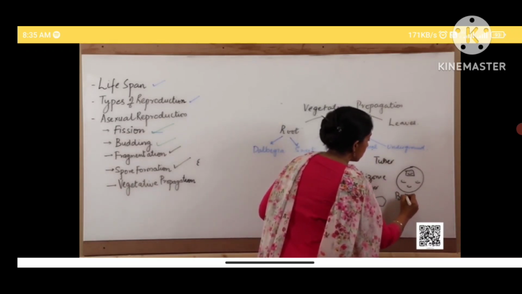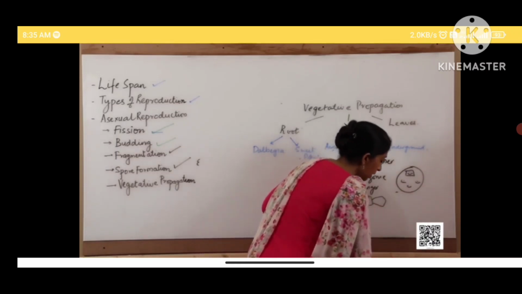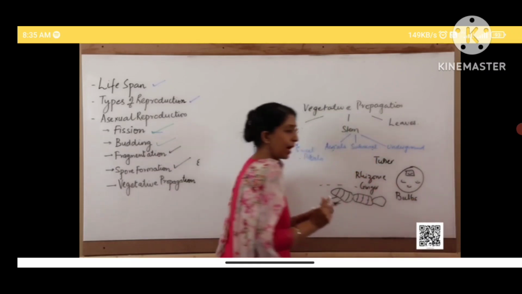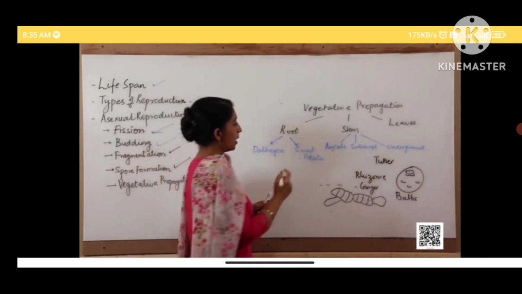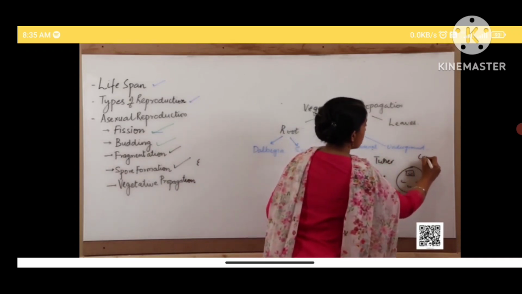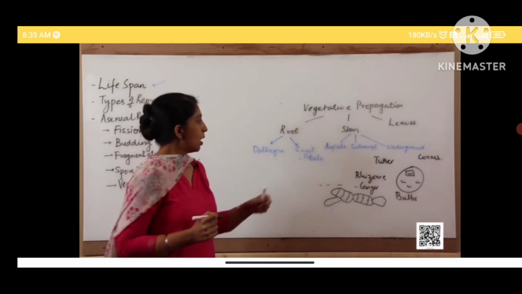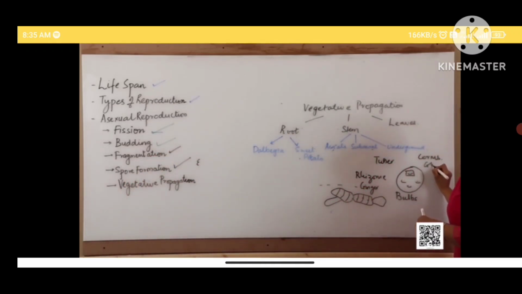Similarly, there are examples like bulbs, or the onion, which is one of the examples of a bulb. These bulbs also have condensed shoots at their base, and this shoot has the ability to give rise to a new plant. And the corms, such as colocasia, they also are the underground stem. Colocasia is the example. So these are also the underground stems which have the ability to propagate vegetatively.